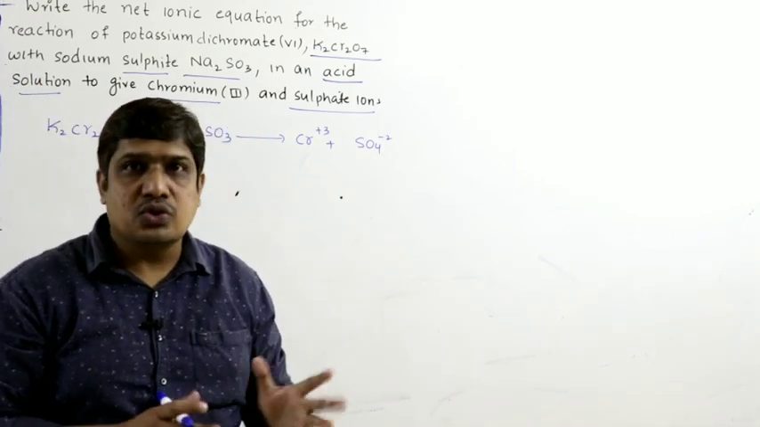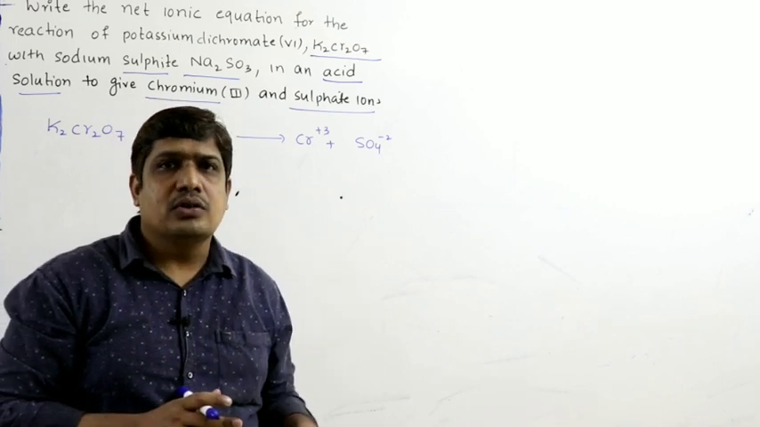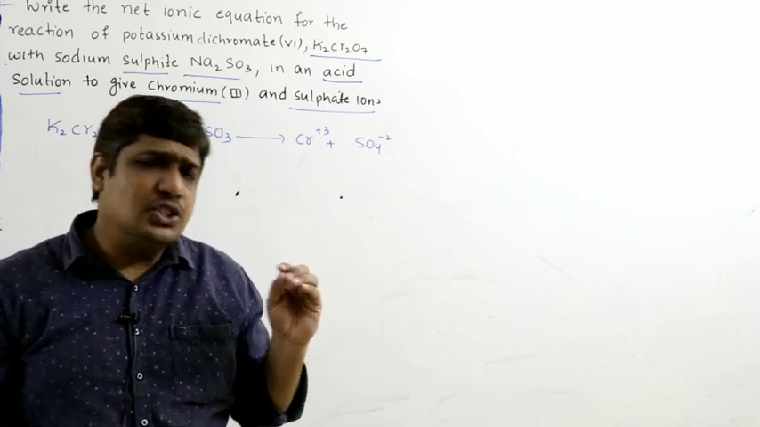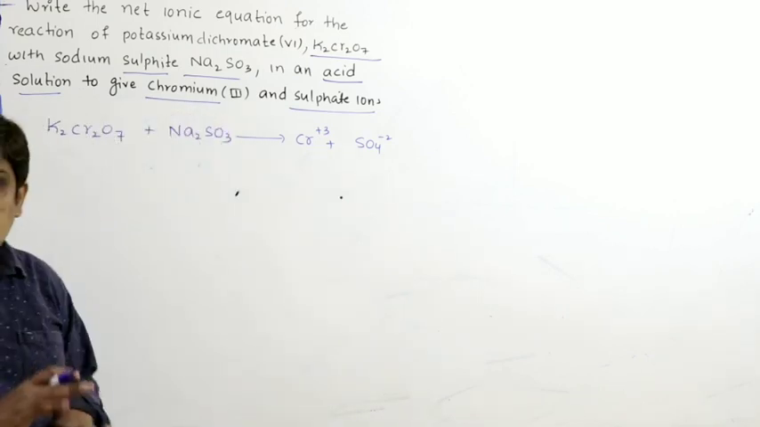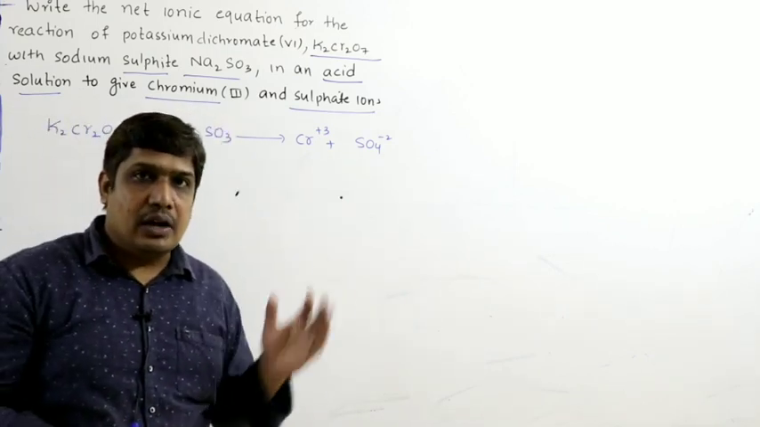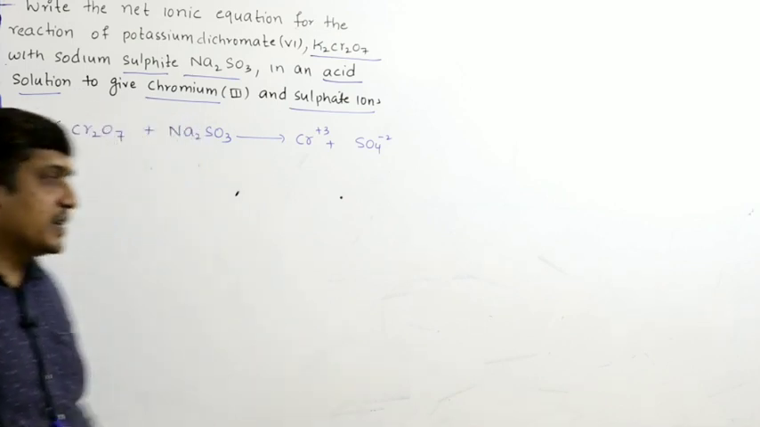Potassium and sodium belong to the first group. In their compounds, in their combined state, they always show +1 whether they are present on the reactant side or the product side. So they do not undergo any change in oxidation. We can remove them; we can call them spectator ions.